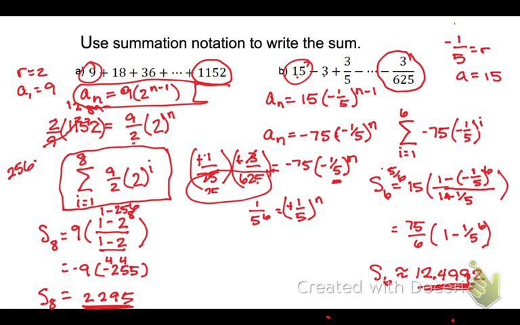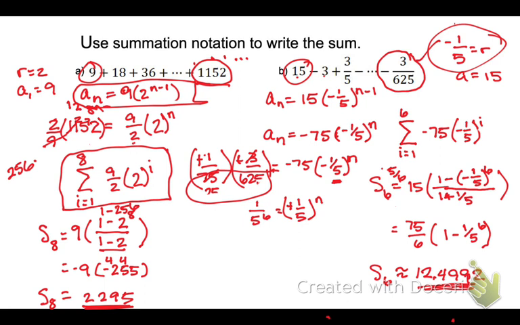Now, I have a question for you. This one over here, r was 2. And so my numbers are going to get larger and larger. The one on the right, r was negative 1/5. What's going to happen to that number? It's going to get smaller and smaller, correct? Because the denominator is increasing exponentially.